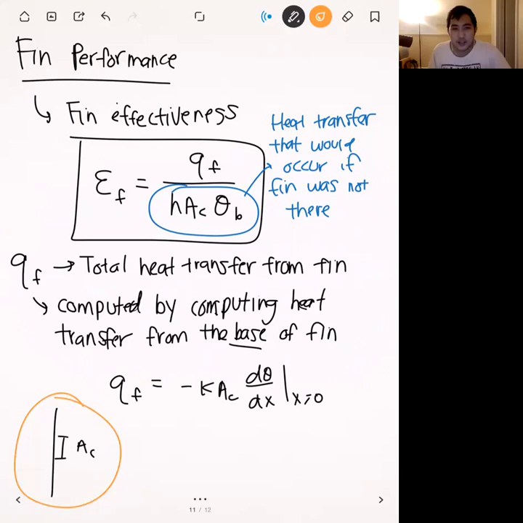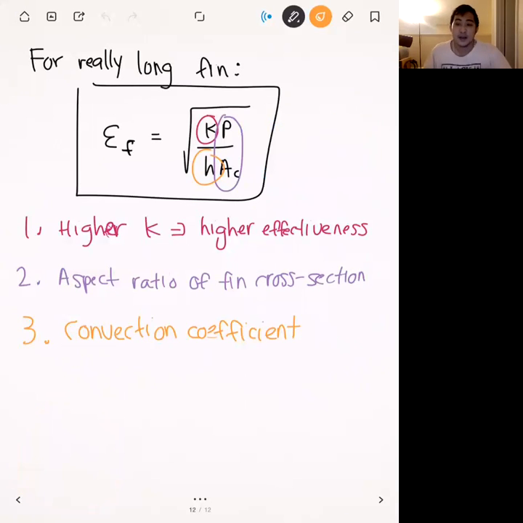And so that's why you see H in the denominator there. Okay? And so it's not that a higher H is a bad thing. A higher H is always going to be good because that's going to help you transfer more heat to the fluid. It's just that the higher your H is, it just becomes less worth it to build your fin. Okay. And so that's effectiveness.